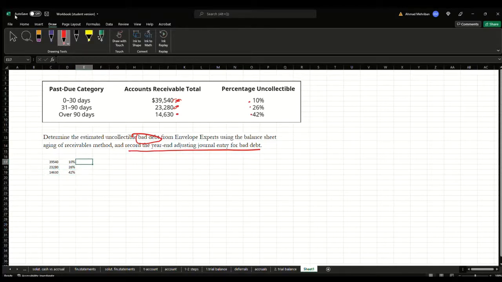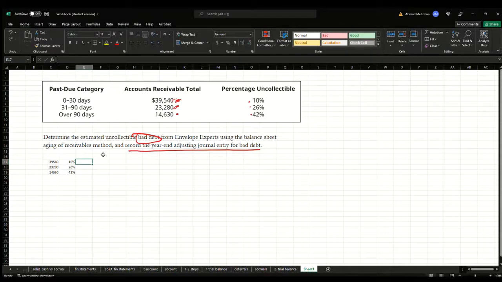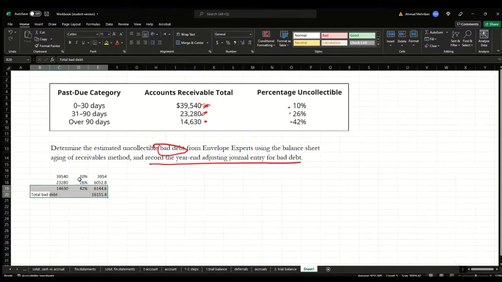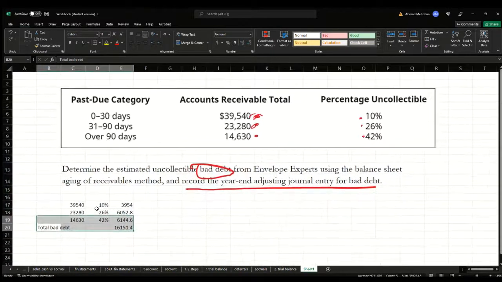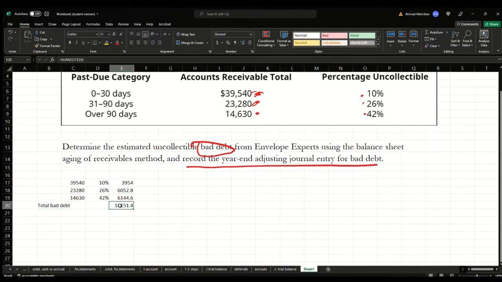Now we can use a simpler formula to do the calculation. That will be 39 multiplied by 10%, and we can follow up with the formula and find out the total bad debt for this period, with an autosum, which is $16,151.4. That's our total. Let me make it closer here. I could have done it earlier, but let's go with it. So this is our total bad debt estimation for the period.